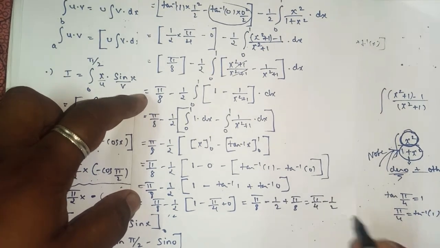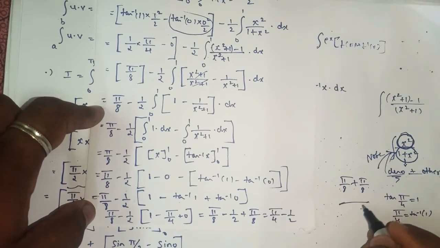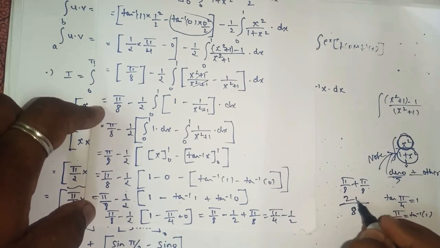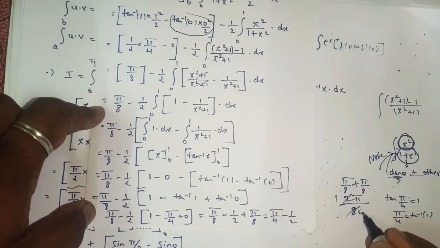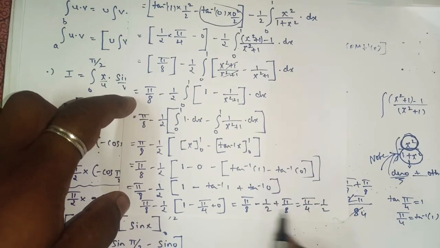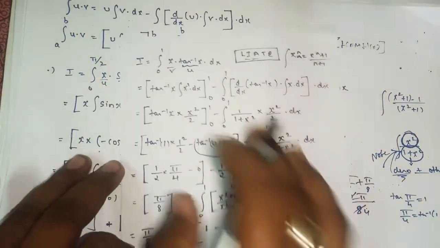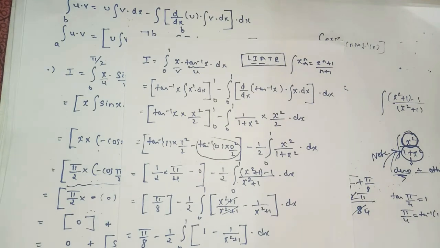Minus 1 by 2, because we know that pi by 8 plus pi by 8 can be written, as the denominator is the same, so pi plus pi is 2 pi, 2 ones are 2, 2 fours are 8, so pi by 8 plus pi by 8 we can write as pi by 4, and here we are left with minus 1 by 2. So here we got the answer for this integral x into tan inverse.